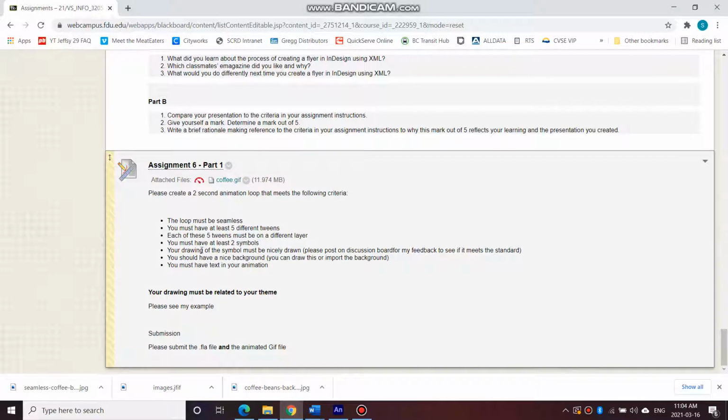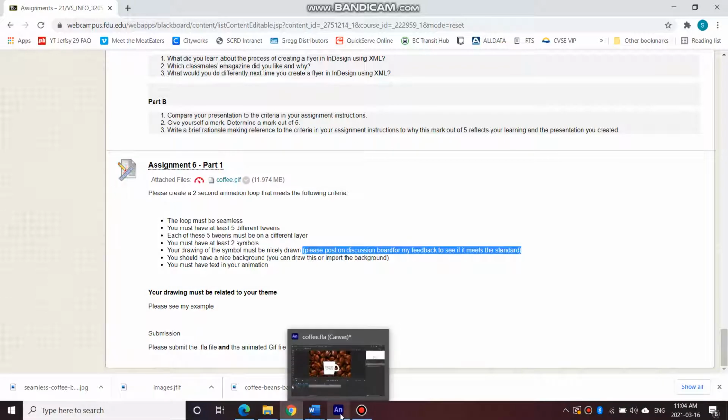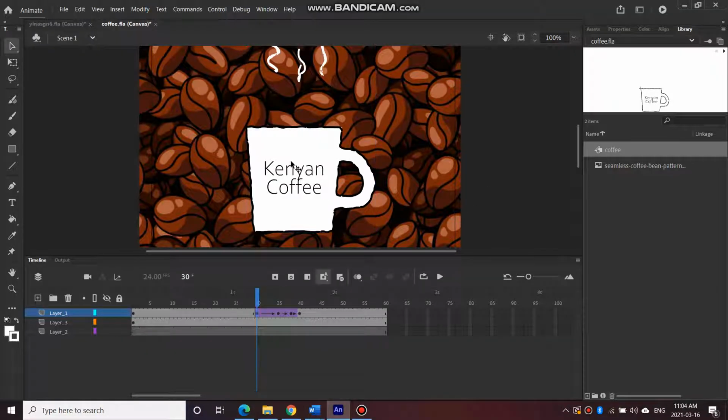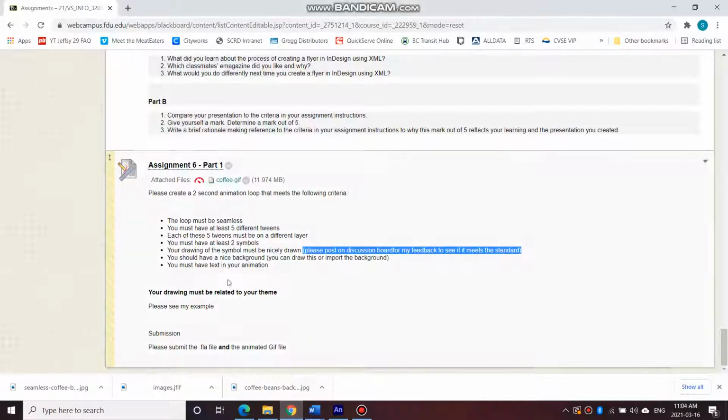Next, your drawing of the symbol must be nicely drawn. If you don't understand what I mean by nicely drawn, you can post it on the discussion board. I have a discussion started for you on the discussion forum. You can post it there, and I'll check in and look at your drawing to see if it's nice enough. My coffee cup here is not very complicated, but it's a nice drawing. What I don't want is just one poorly drawn squiggly line that you say is your drawing.